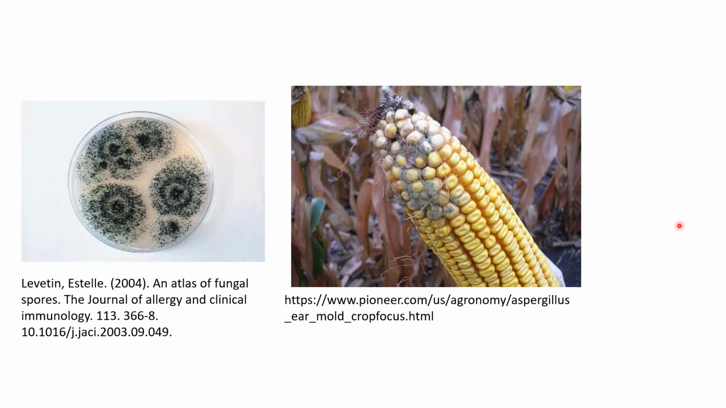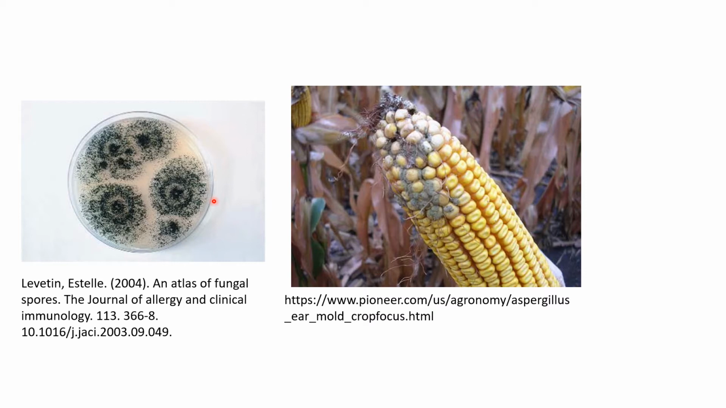And Aspergillus niger. This is the Aspergillus niger on an agar plate, and the black greenish structures, those are the spores. Aspergillus niger is usually one of the most common species of Aspergillus. And take note that usually Aspergillus are found in the soil.